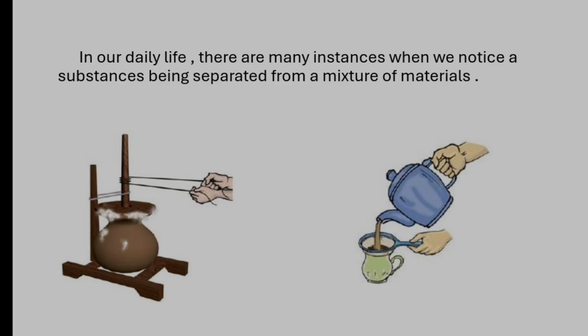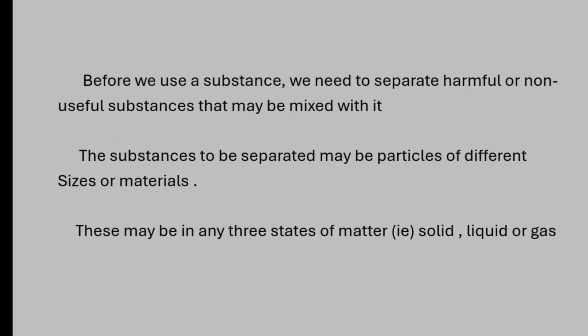And suppose we are given a basket containing mangoes and apples and asked to separate them, what would we do? We'll pick out one kind and place them in a separate container. It seems easy, but what if the materials we want to separate are much smaller than the mango or apple? So it's impossible even to think of separating the small substances.